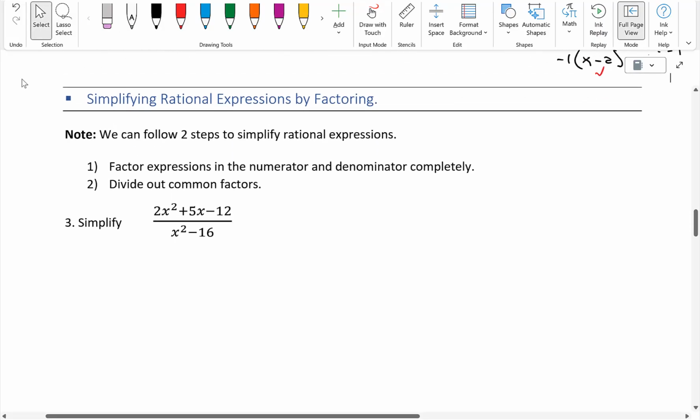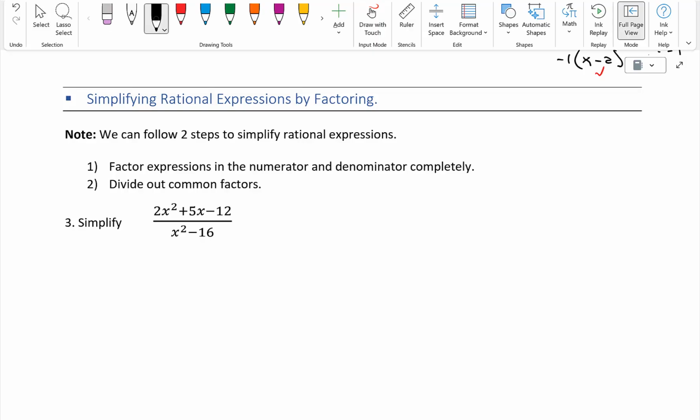All right, so simplifying rational expressions by factoring. That's going to be our most common, lots and lots of factoring. Note here, we can follow 2 steps to simplify rational expressions. First is to factor the expressions in the numerator and denominator completely, and then we divide out common factors. So we'll do that. We'll simplify 3 here.